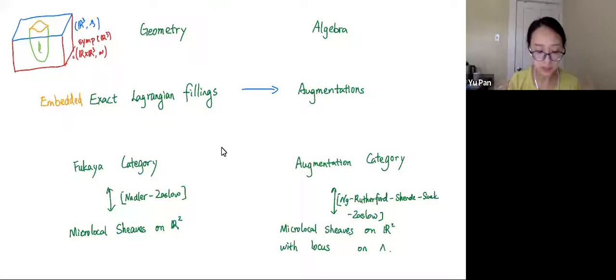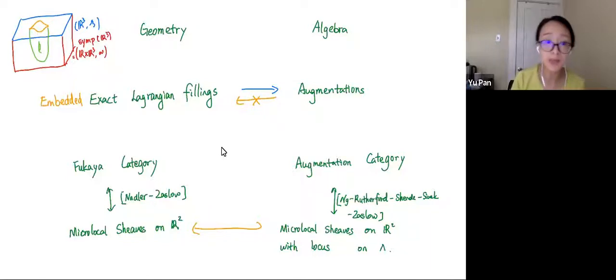So you can see that the connection between geometry and algebra extends much more than just object correspondence. Here we can see an inclusion map from the right side to the left side. So it's natural to ask whether all the augmentations can be induced from embedded fillings. However, the answer is no. And the natural question here is: can other augmentations come from geometry?